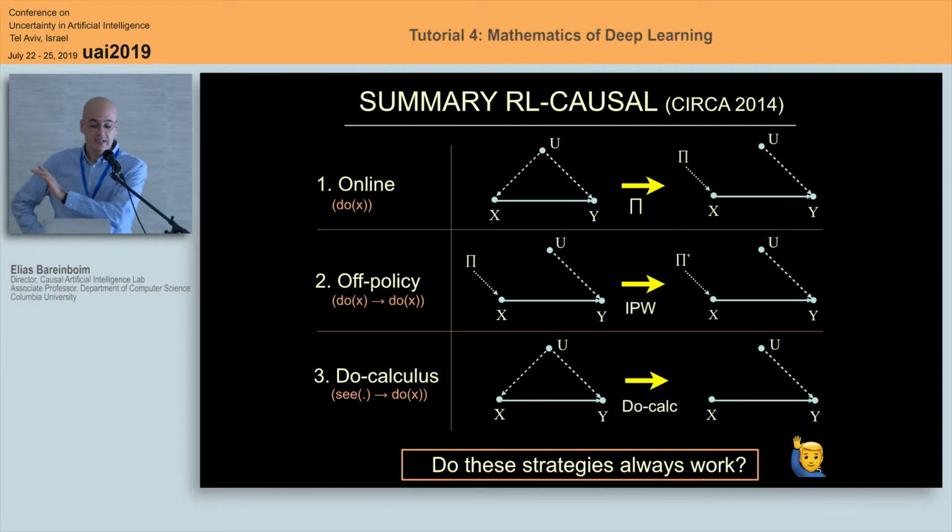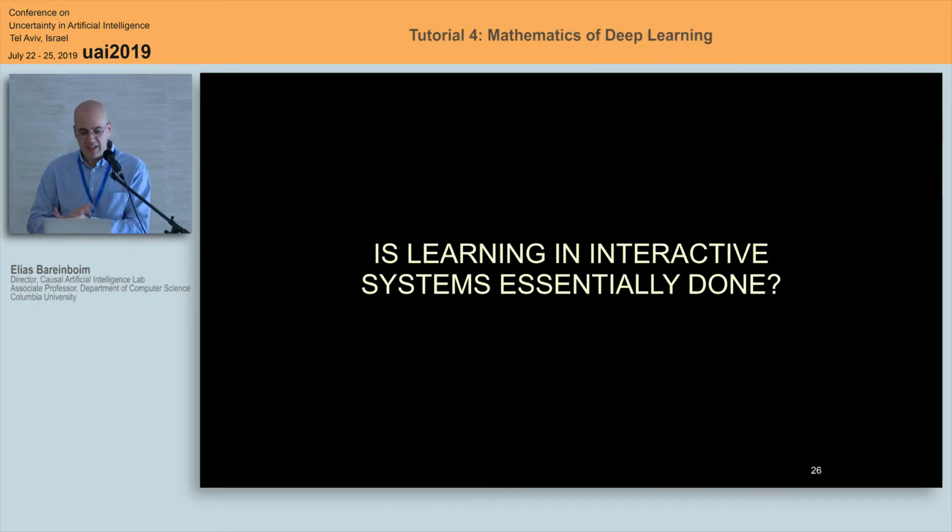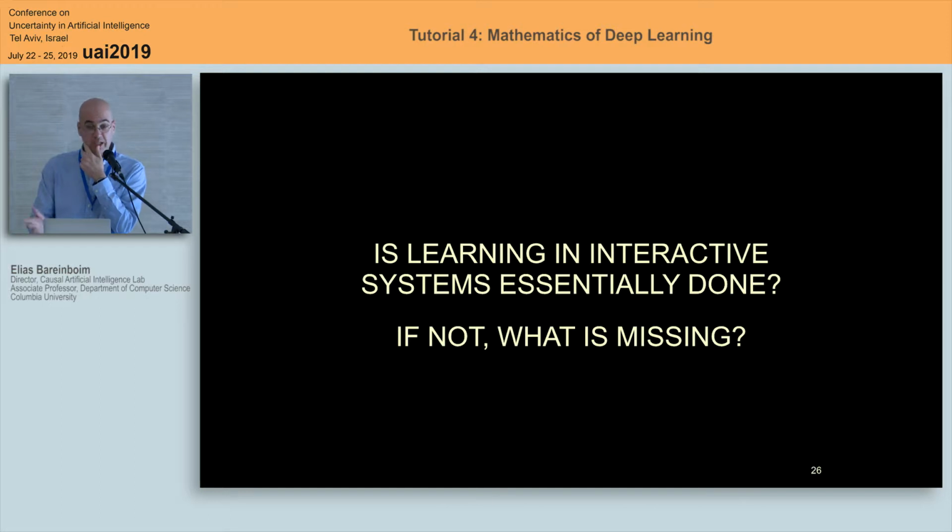But does this always work? In other words, is learning in interactive systems essentially done? If so, by the way, for the first question, is it the case that AI is done? Like, we don't need researchers. Why are we here? Despite the beauty of Israel, we are very excited to be here.